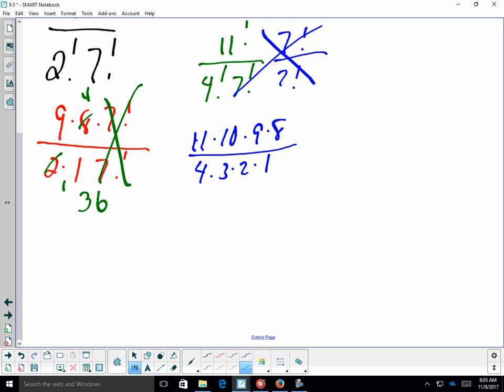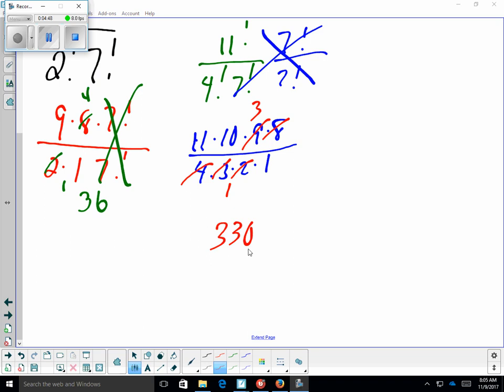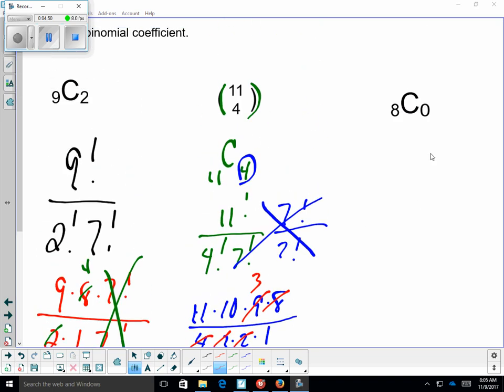So then I do the math and I get an answer, which I'm going to pause. When I do all that math, I get 330. So this one is a combination, 8 choose 0, which means I have 0 factors, or I'm going to have 8. So when I start this, I'm going to have 8 factorial over 0 factorial. Remember, 0 factorial is defined as 1, times 8 factorial. So when I simplify that, these will simplify, and I'm just left with 1.